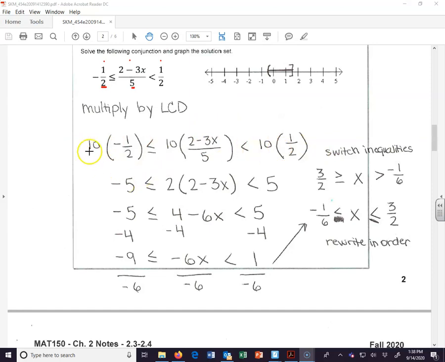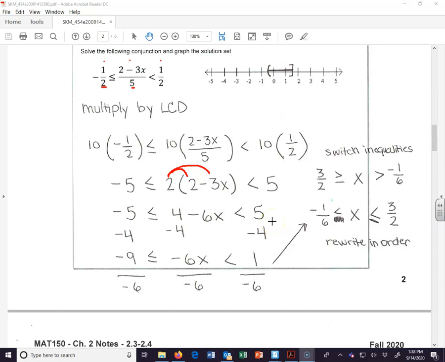When I do that, 10 times -1/2 is -5. For this part, 10 divided by 5 is 2, so I just left it as 2 times 2 minus 3x. I kind of did this in 2 steps. And then 10 times 1/2 is 5. Continuing this one, we distribute the 2, and we get 4 minus 6x. And so that is our new inequality.